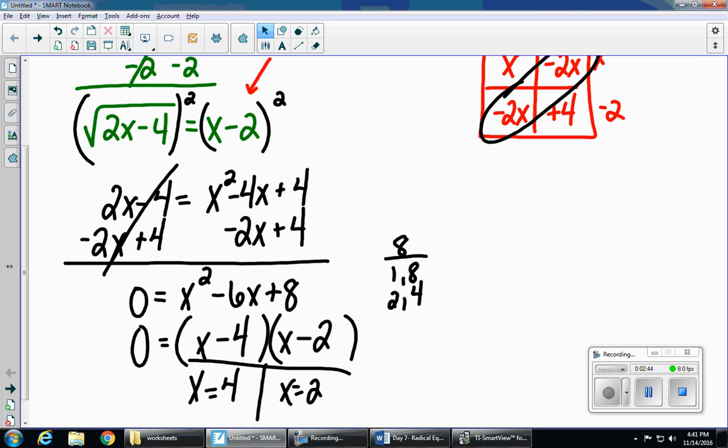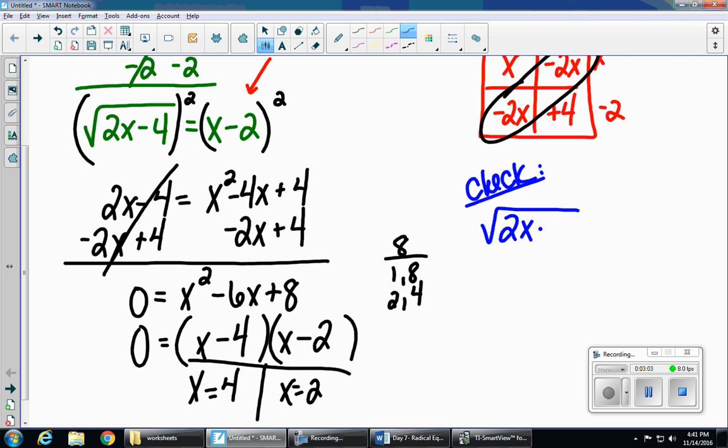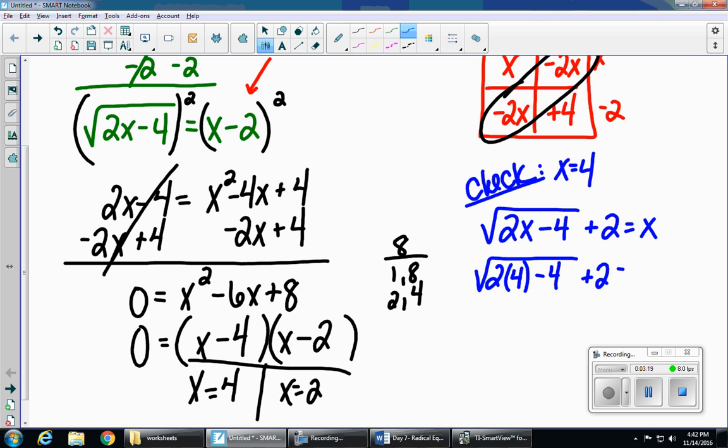And there's a few ways you can check. The first way is you can take your answers of x equals 4 and x equals 2 and substitute into the original equation. So I'll show you that way. So my original equation is the square root of 2x minus 4 plus 2 equals x. And I want to check to see if x equals 4 works. So anywhere I see an x, I'm going to put in a 4. And I want to see if this is true or false.